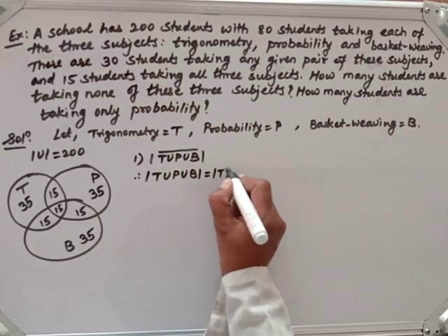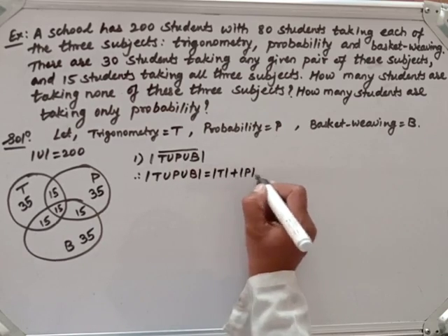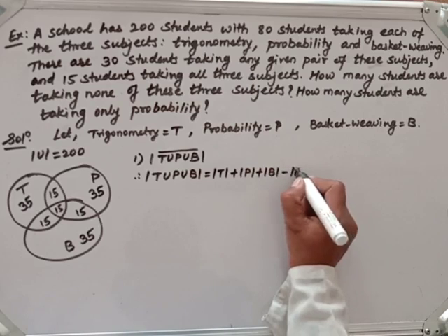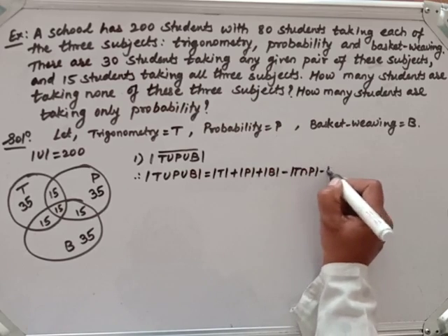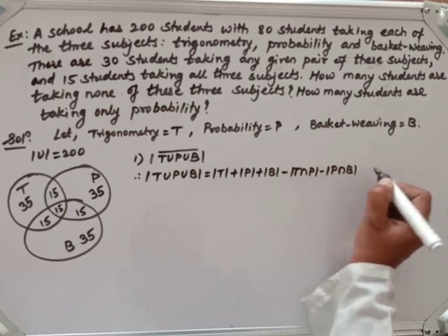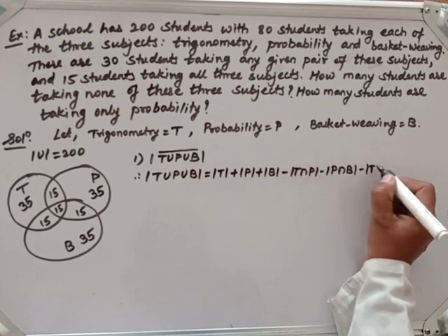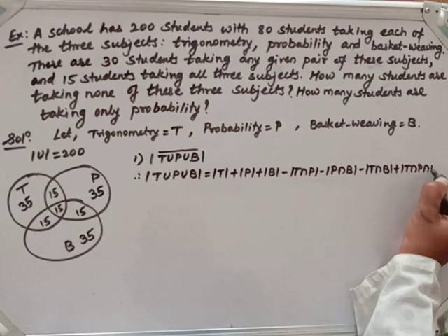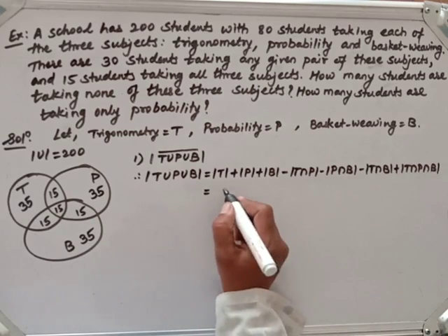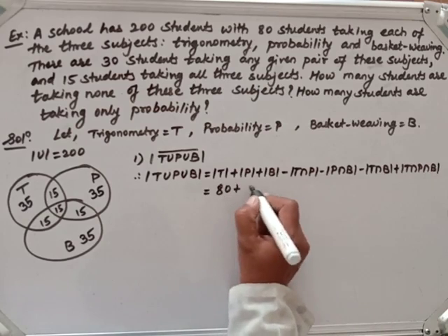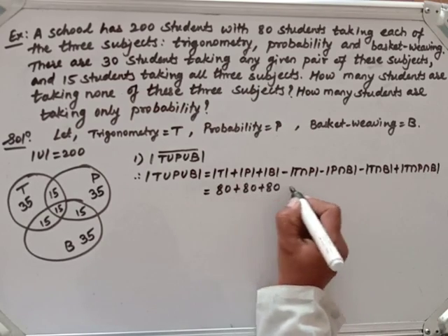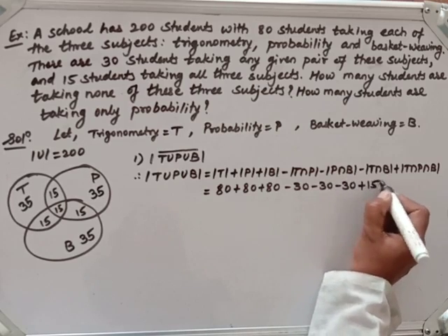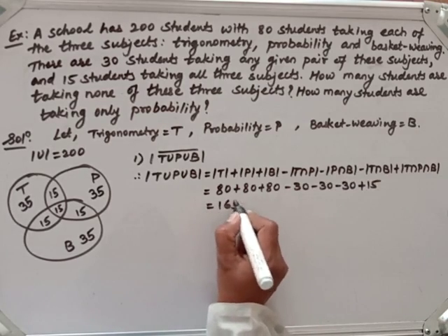So it will be cardinality of T plus cardinality of P plus cardinality of B minus cardinality of T intersection P minus cardinality of P intersection B minus cardinality of T intersection B plus T intersection P intersection B. This is our solution here. So this is 80 plus 80 plus 80 minus 30 minus 30 minus 30 plus how much? 15. So the answer is 165.